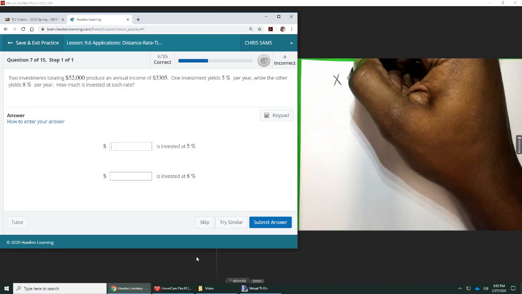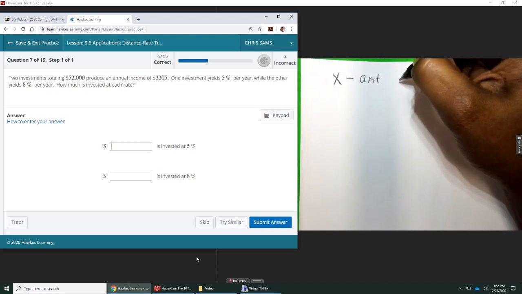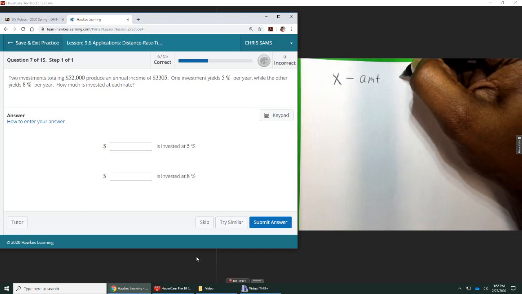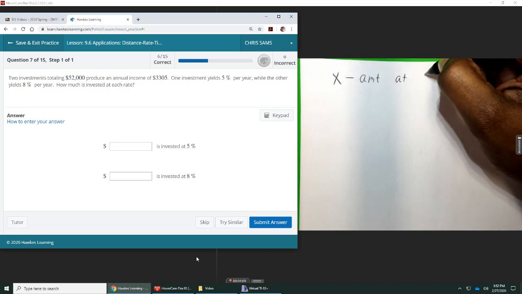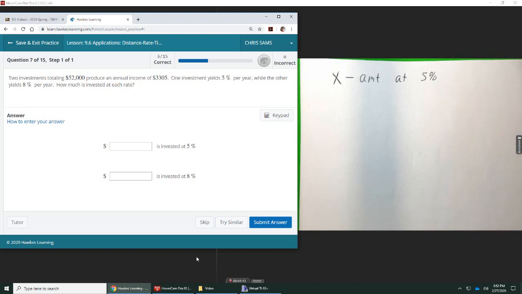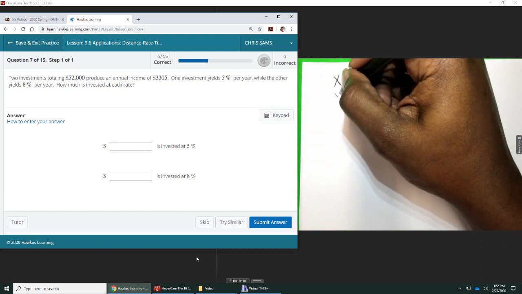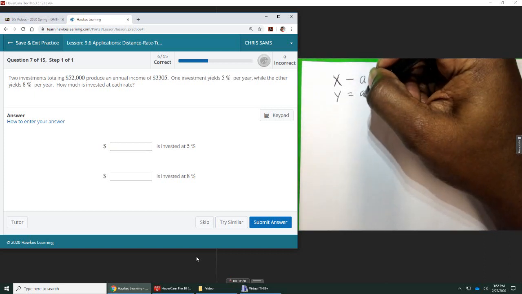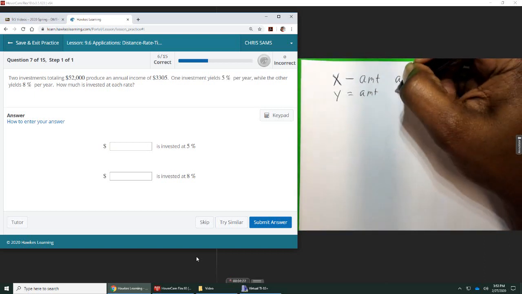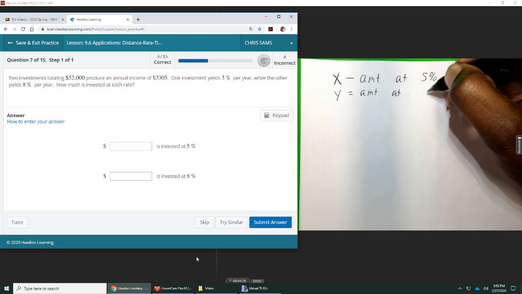So we'll call X the amount at 5%, because we invested some money at 5%, and then we did another at 8%. So we'll say Y is the amount at 8%.